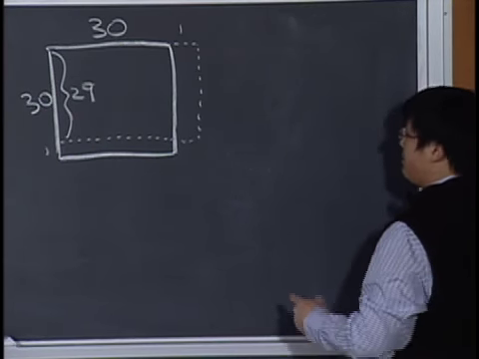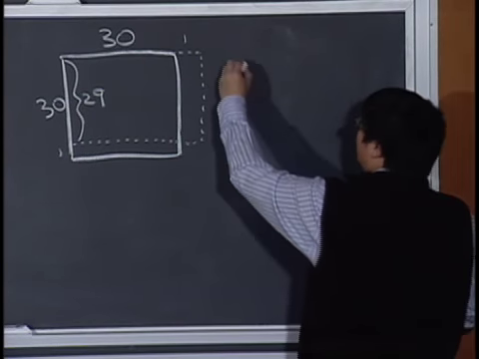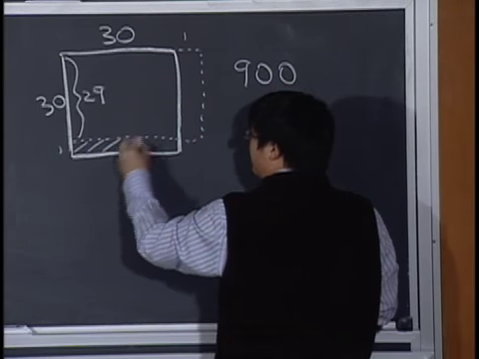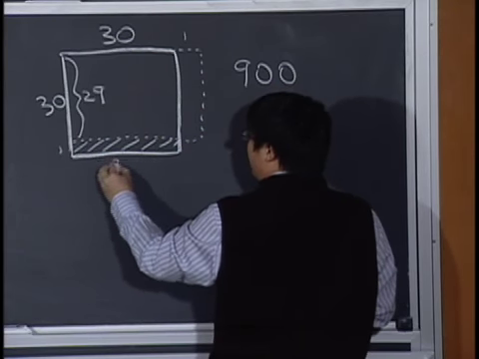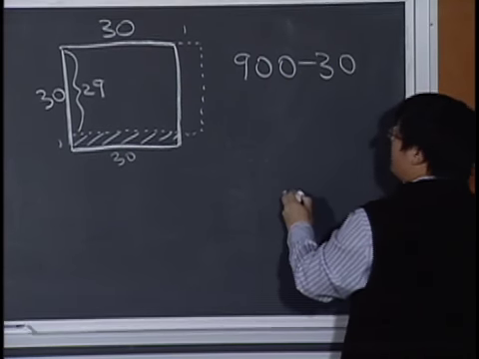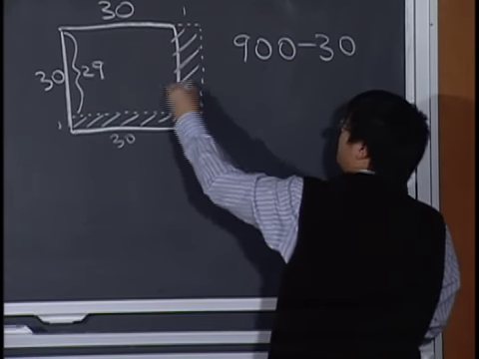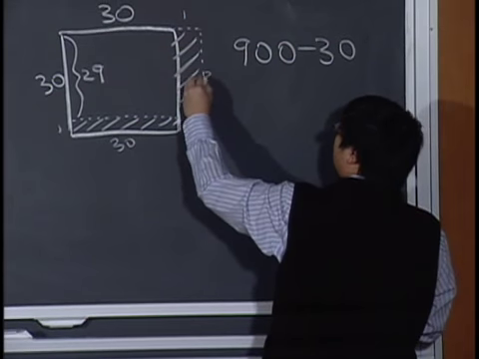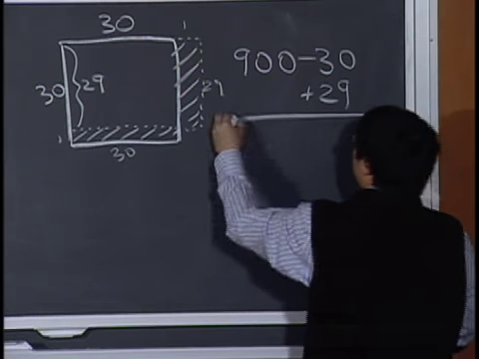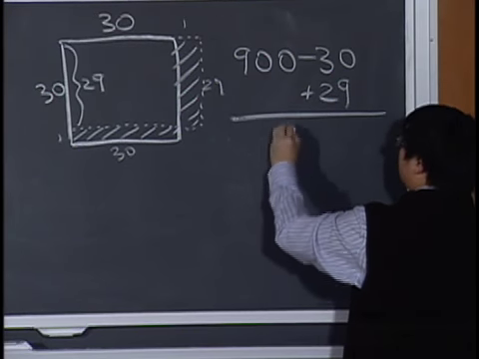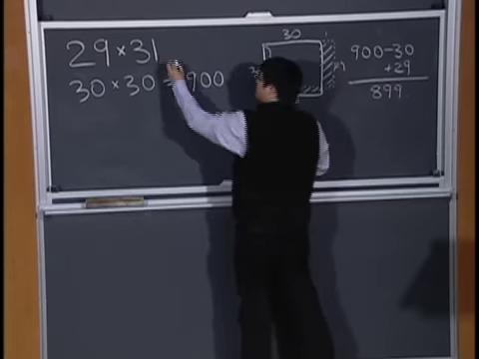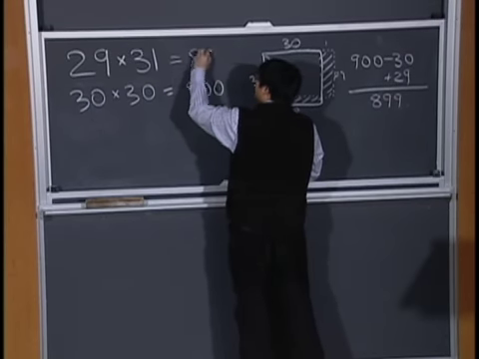Let's calculate the area. Well, the area of the original square is 900. We subtracted off this strip, which is 1 by 30, and therefore it has an area of 30. We've added the area of this strip, and since it's 1 by 29, we add 29 square units, and this gives us 899, which is indeed the answer to the question 29 times 31.